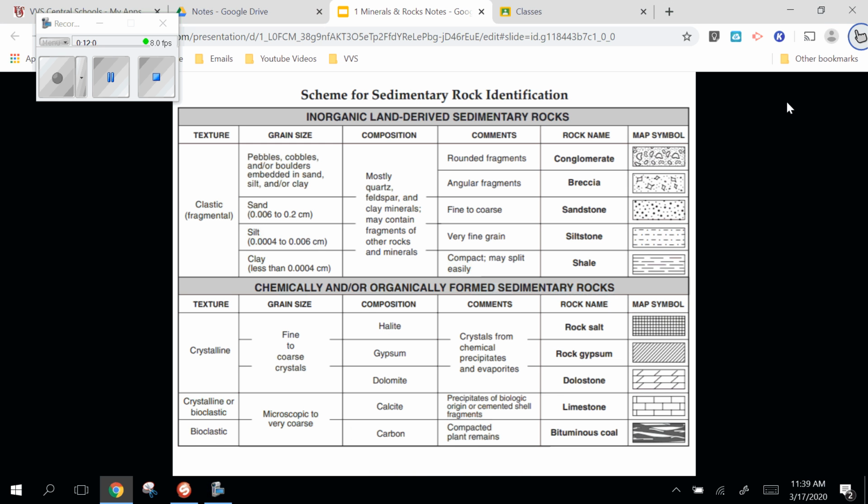All right, here's our scheme for sedimentary rock identification. You can see at the top, we have the clastic texture, also known as the inorganic land-derived. Here's our 5 clastic rocks right here. Here's how they're all basically the same material composition. So this is how we separate them. We separate them by size. Right? I just showed you this one.